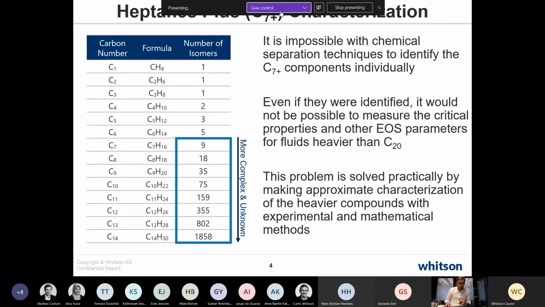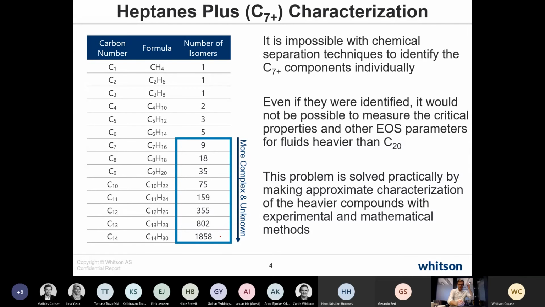Yeah, the give control. Yeah, this part. Yeah. I think that's clicked somewhere. No, there we go. Thanks. Sorry about that.